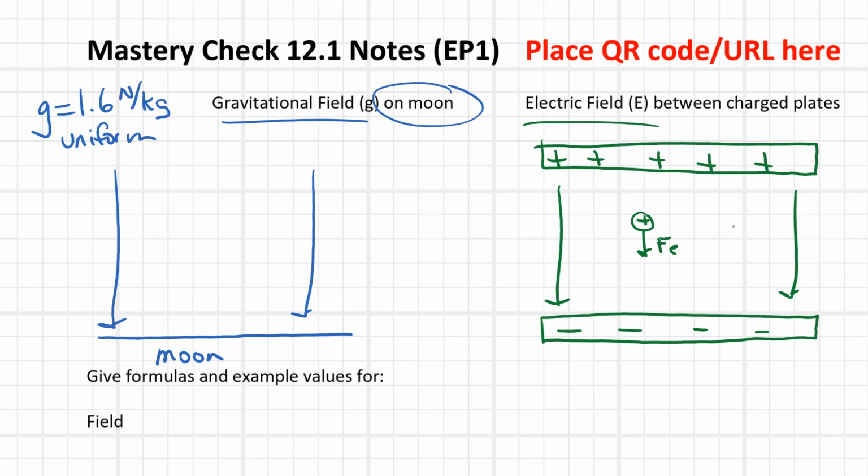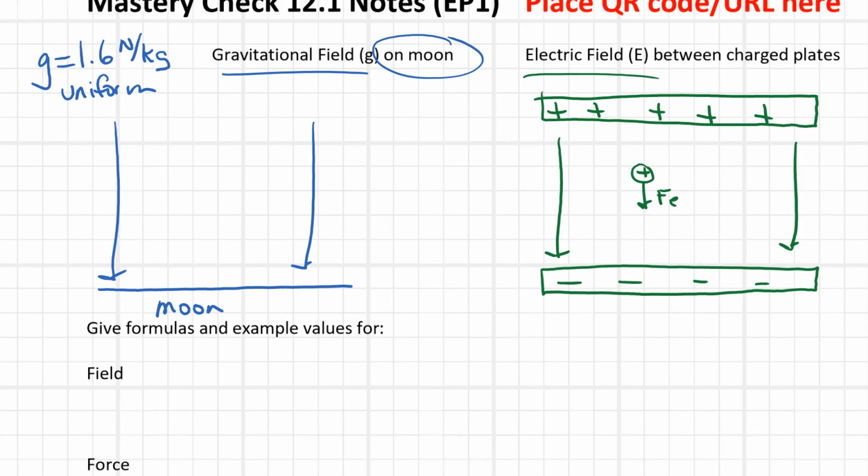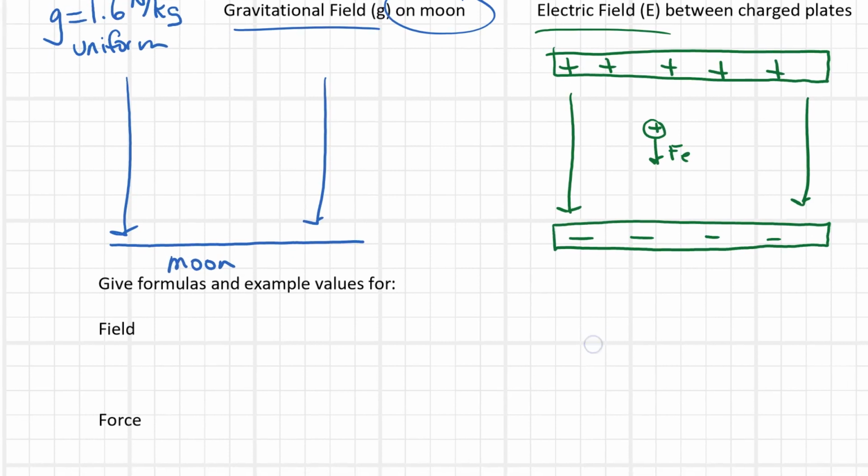Okay, so there's our example between the gravitational field on the moon and the electric field between two charged plates. So we can do a couple little formulas here. I'll do the gravitational, and then let's see if you can do the electric equivalent. So the gravitational field in this case would be g is equal to, well, we have that 1.6 newtons per kilogram, but how could we figure out a formula for the field strength? Well, I'll give you a hint.